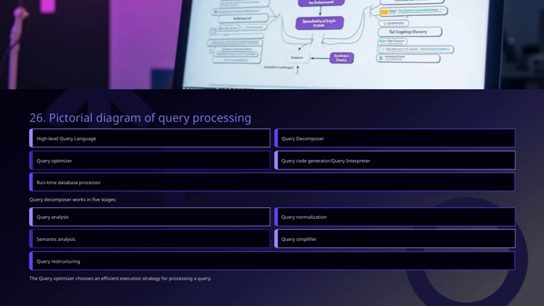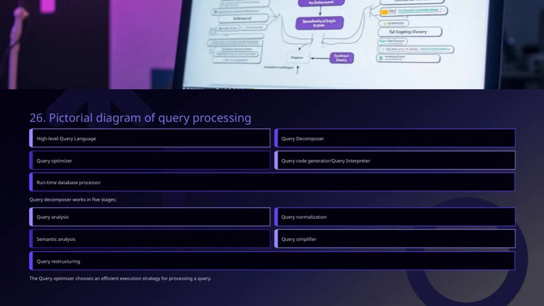The query optimizer then plays a crucial role by choosing the most efficient execution strategy, which can significantly impact performance. This involves query restructuring again to fine-tune the execution plan. All these processes feed into the runtime database processor, which executes the optimized query plan.